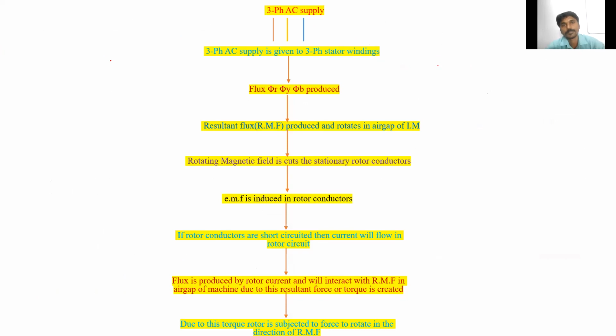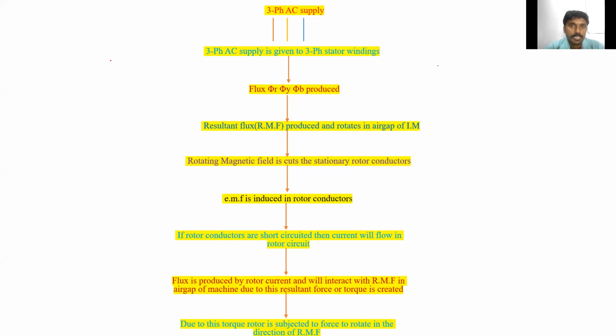Starting, what did I write? Three-phase AC supply. Is it right? Yes. So this three-phase AC supply is given to the three-phase stator windings. How many windings are there in the stator circuit? 3 windings. Okay. Stator is having the 3 windings.